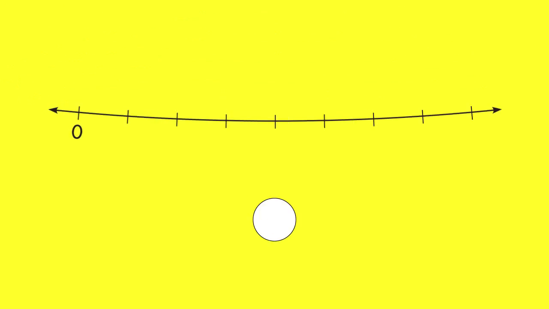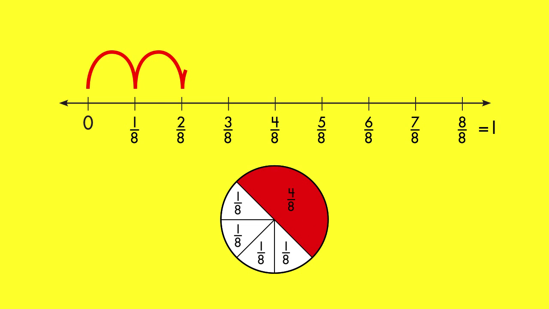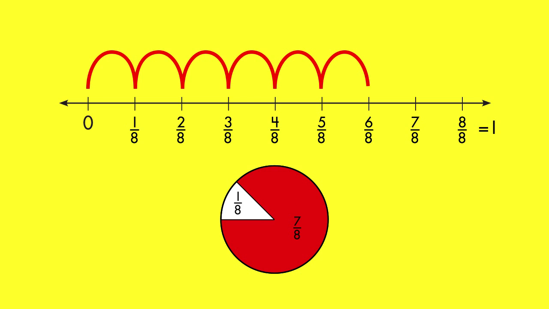When you add fractions, you join parts of the same whole. 1/8 plus 1/8 equals 2/8. 2/8 plus 2/8 equals 4/8. 4/8 plus 3/8 equals 7/8. 7/8 plus 1/8 equals 8/8, or 1 whole.